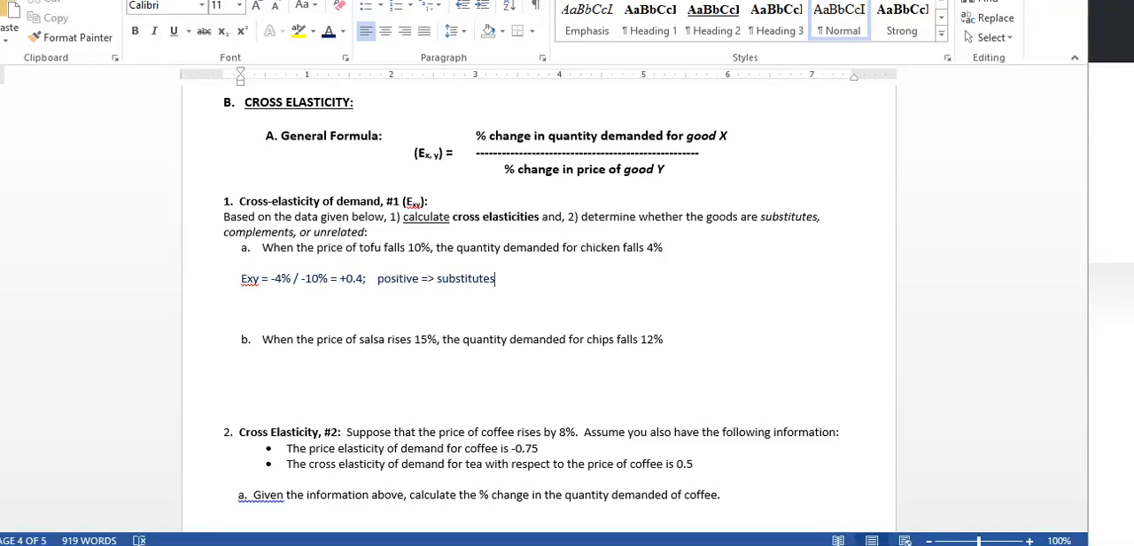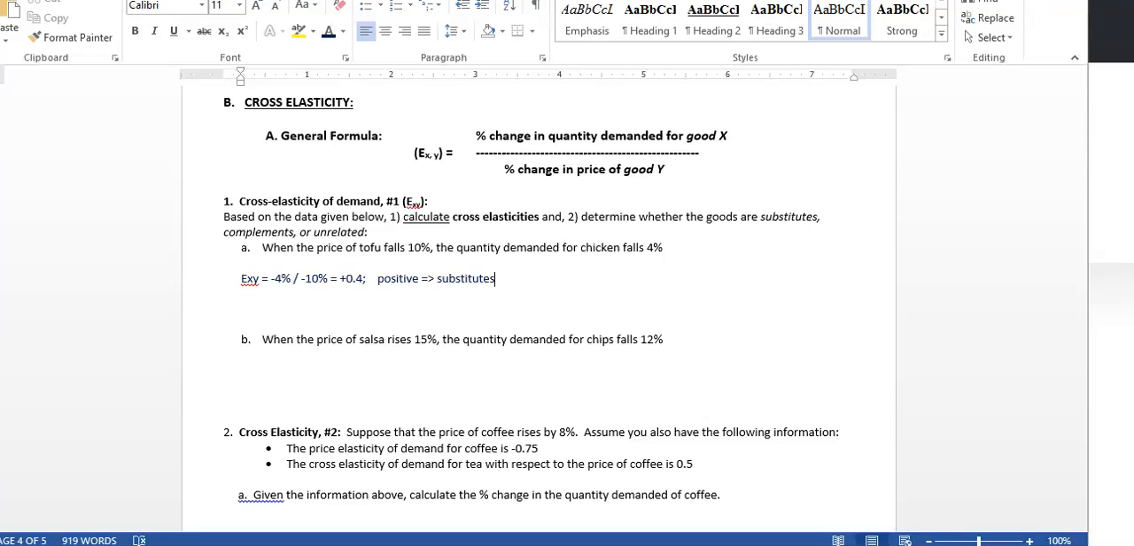Okay, so let's say instead of chicken and tofu, this said good X, good Y. How would we know? Well, let's just think of an example. How are two goods related? If they were substitutes, that would be like Coke and Pepsi, Sprite and 7-Up, Gatorade and Powerade. So think about this to yourself. Plug in Coke and Pepsi instead of tofu and chicken. When the price of Coke falls 10%, do we buy more Pepsi or less Pepsi? Obviously, we're going to buy less Pepsi. If the price of Coke falls, then we're going to buy more Coke, and that means buy less Pepsi.